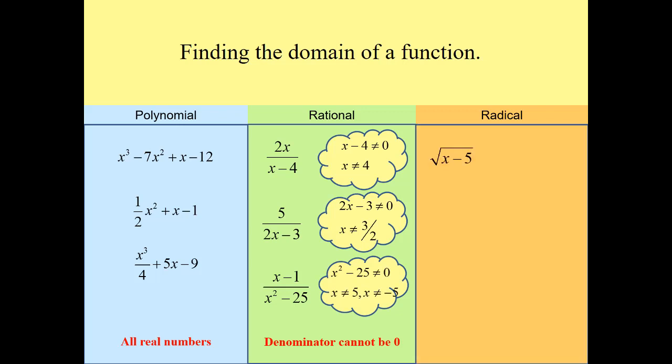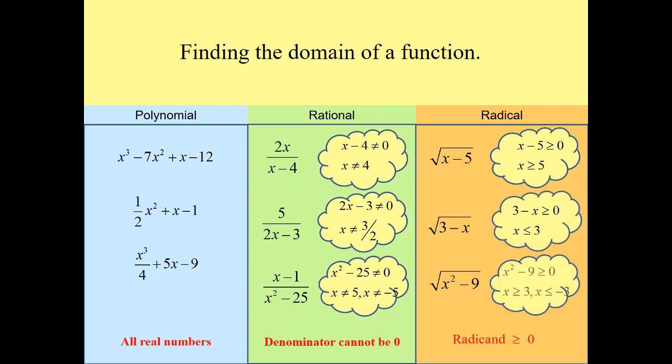Radicals mean square roots. And the idea here is you can't do the square root of a negative number. So we want the thing inside the radical to be positive or 0, greater than or equal to 0. Now those are the three situations that we need to know now. We'll add to those in the future.